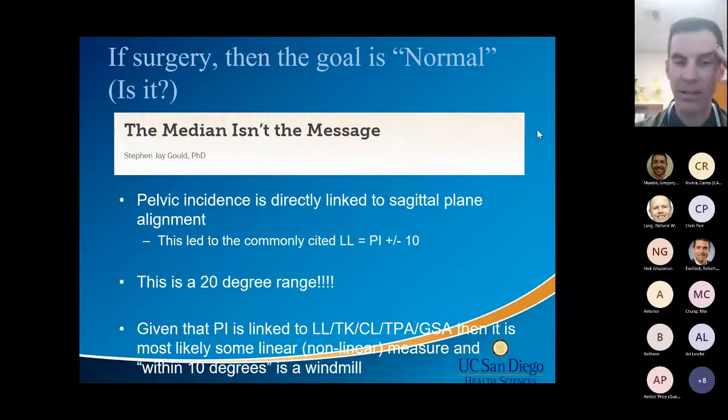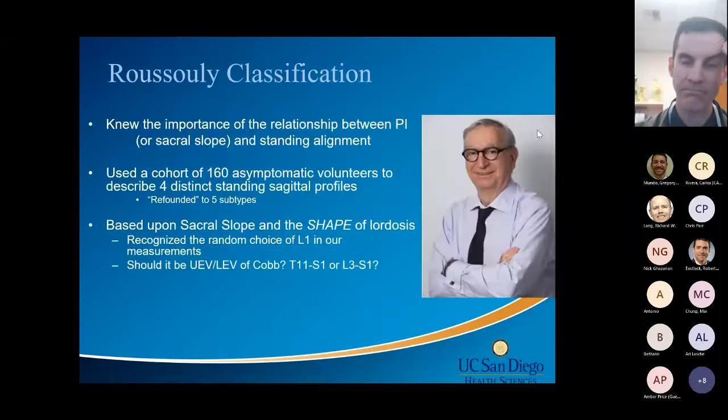Using a 20-degree range for lumbar lordosis based upon your pelvic incidence gives you a pretty broad range where perhaps you're going to be normal for you and perhaps you're not going to be normal for you. And given that pelvic incidence is linked to lordosis, kyphosis, cervical lordosis, your T1 pelvic angle and global sagittal angles, it's really likely that chasing some within-10-degrees target, which is actually a 20-degree window, is erroneous and we are misguided.